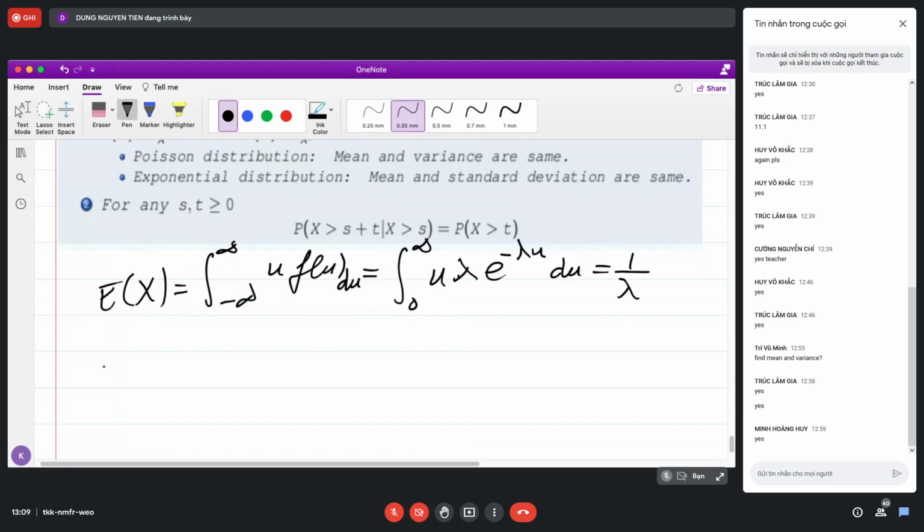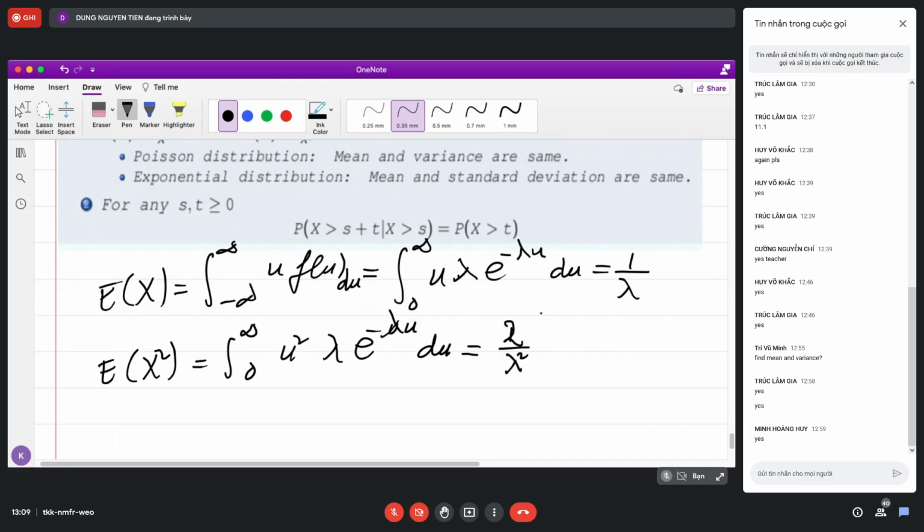All right, you can also find the mean of x squared, which is the integral from 0 to infinity of u squared lambda times the exponential of minus lambda u du. Okay, any questions so far, everybody? And then you should get 1 over lambda squared. Let me see. You get, this way, you get 2 times 1 over lambda squared.